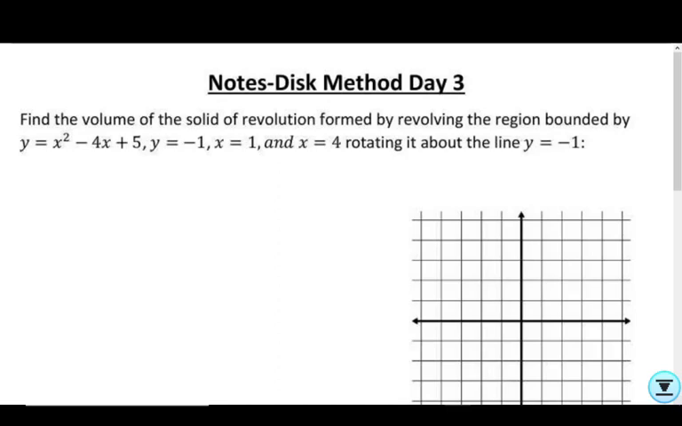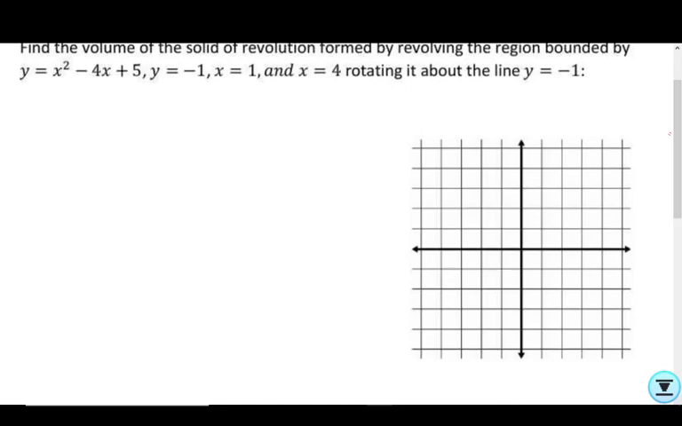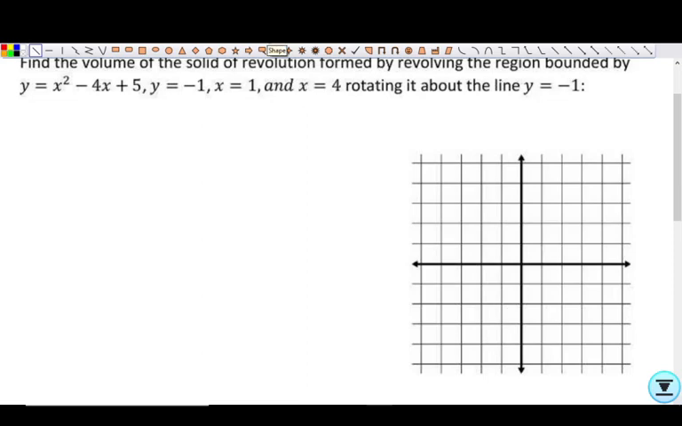Okay, so we're doing the disk method. We're finding the volume of a solid of revolution formed by revolving the region bounded by these equations, and we're rotating it around the line y equals -1. So basically, if we look at this, let's find the area first.